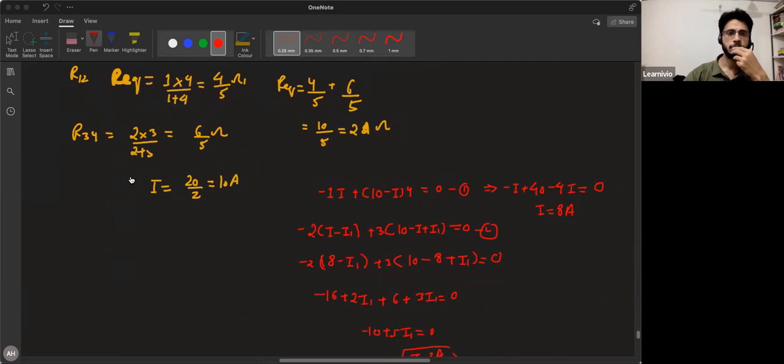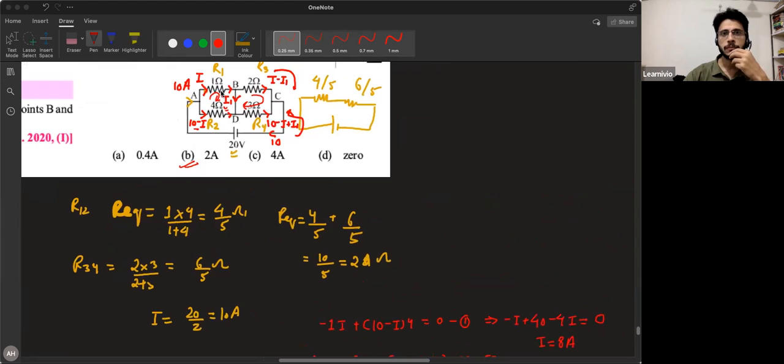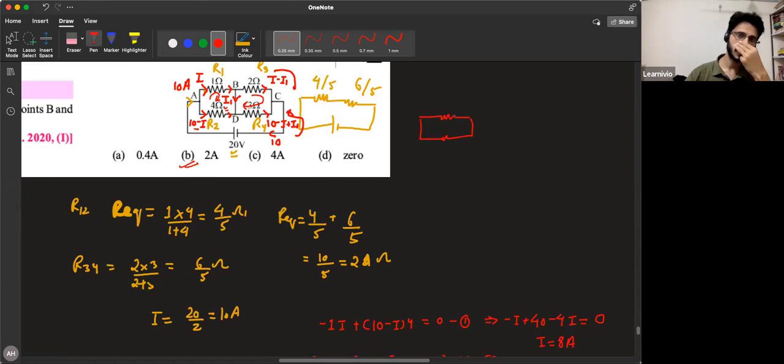Sir, why are R1 and R2 in parallel? See, the ends are connected. Both R1 and R2, one end is connected here and the other end is connected here. These two points are connected by a straight wire, so they are at the same potential. I take two wires and connect them, so they are in parallel. The same thing with R1, R2 and R3.